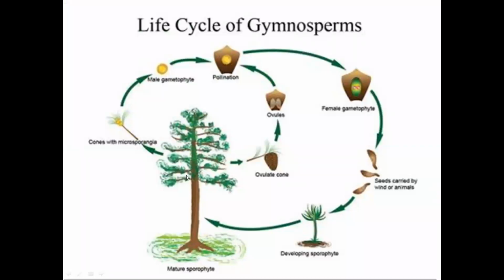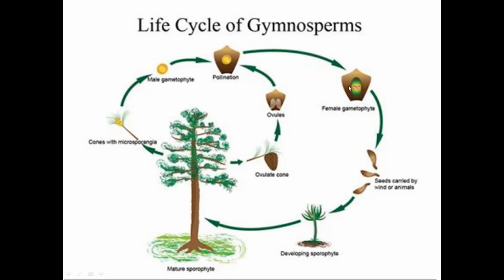This is the gymnosperm, the cones with microsporangia. What is microsporangia, male or female? Male. Micro means male. The ovulate cone, with megasporangia, is female. Male will give out the male gametophyte, that is pollen. Female will give out ovules, only ovules, no ovary. Then pollination will happen. This male gametophyte will enter the female ovule; that is pollination. After pollination, this will be the female gametophyte, which has pollen nuclei.